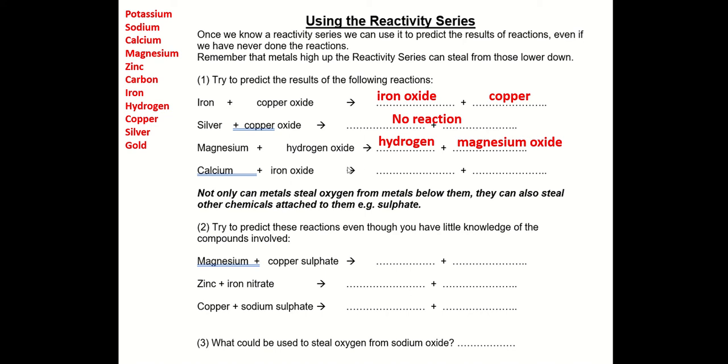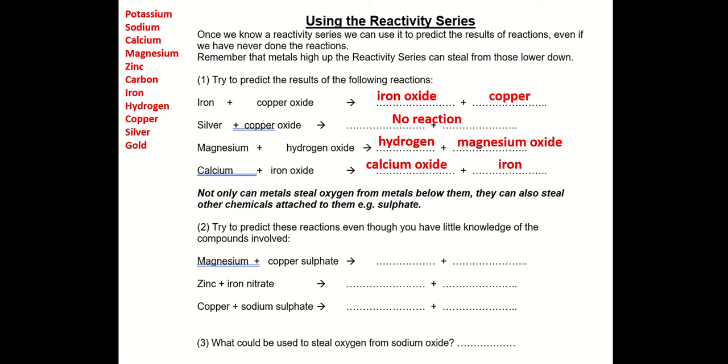And the last one, calcium and iron oxide. Now again, that's one that you haven't come across before. So let's go to the reactivity series. Iron is down here, calcium is up here. So yes, it could steal away. So then that would become calcium oxide plus iron. So that shows us that if we know that reactivity series, if we've got that reactivity series in front of us, then we can write out and work out those equations.